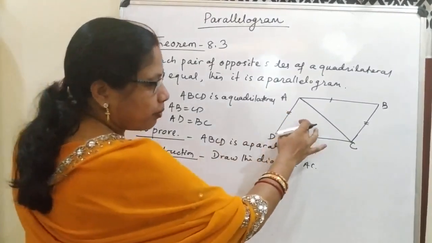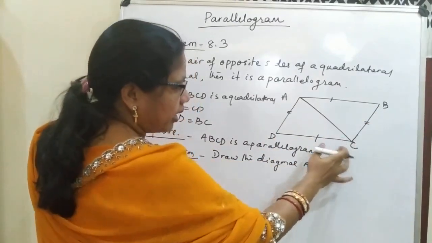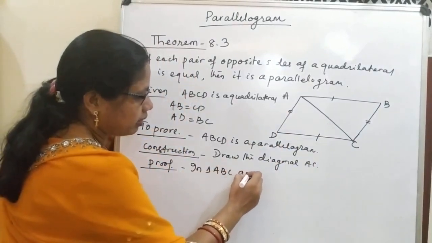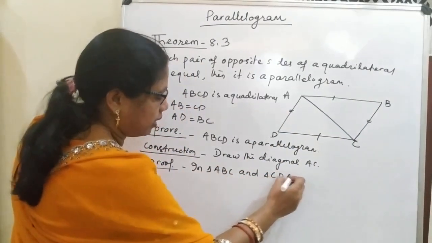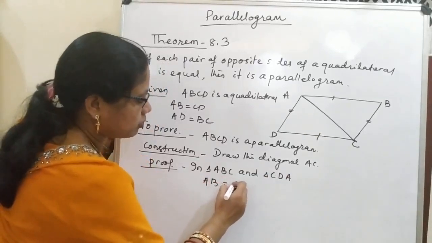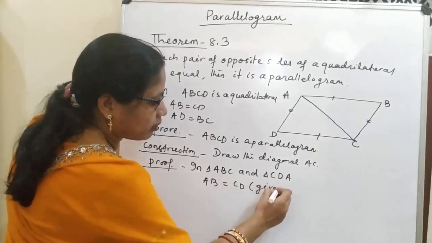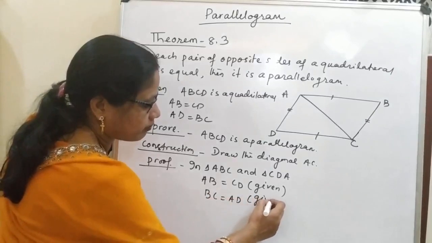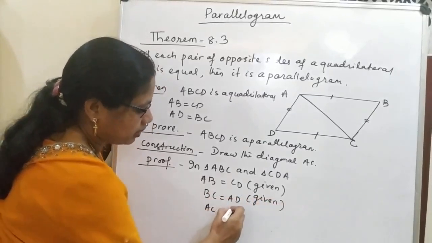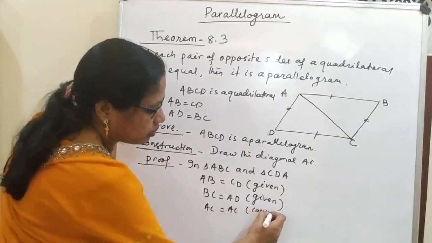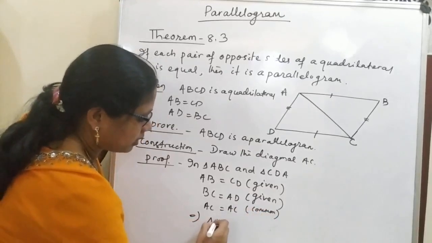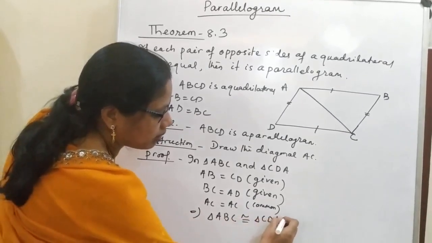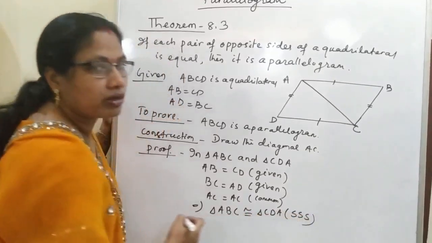First, we have to compare these two triangles ABC and CDA. In triangle ABC and triangle CDA, AB is equal to CD, given. BC is equal to AD, this is also given. And AC is equal to AC, this is common. So this implies triangle ABC is congruent to triangle CDA by the SSS congruence condition.